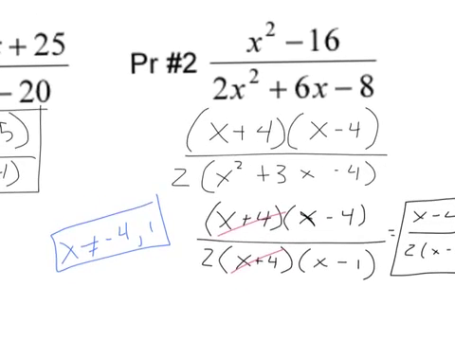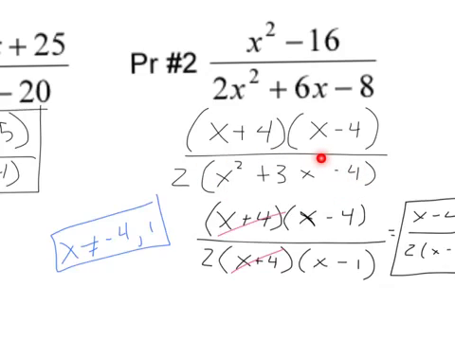All right, next one. Top one is a difference of squares, so I get an x plus 4 and x minus 4. And I pulled a 2 out of every single term. Remember, if there's a greatest common factor, you need to pull that out first. So I get 2 times x squared plus 3x minus 4. And now I'm going to see if I can factor this thing.